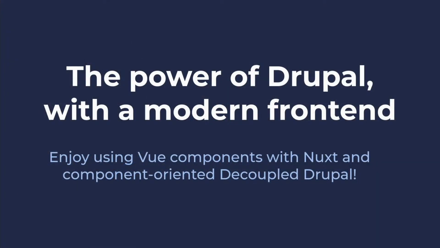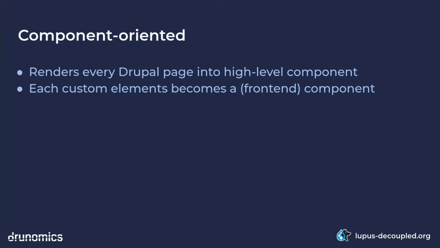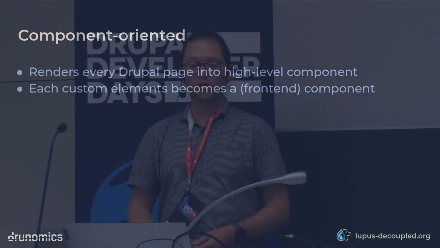And that's actually what led us to create that component-oriented approach. So what does component-oriented mean? The idea of that approach is that Drupal still renders every page. So Drupal does the routing. It's not the Render API anymore, but rendering with Symfony routing. It renders the page into high-level components, those custom elements. And those custom elements map one-to-one to components on the frontend, in our case, Vue components.